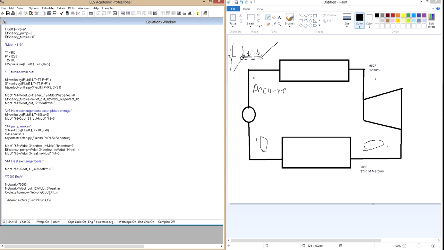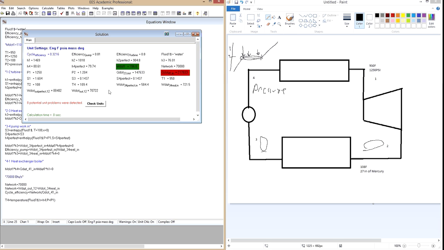And we need one more, P equals P4, but I never wrote down what P4 is. I used P1 because P1 equaled P4, so I'm just going to write down P equals P1. And then let's run this again. T4 equals 109. So we went from 108 degree water before the pump to 109.4 degree Fahrenheit water after the pump.